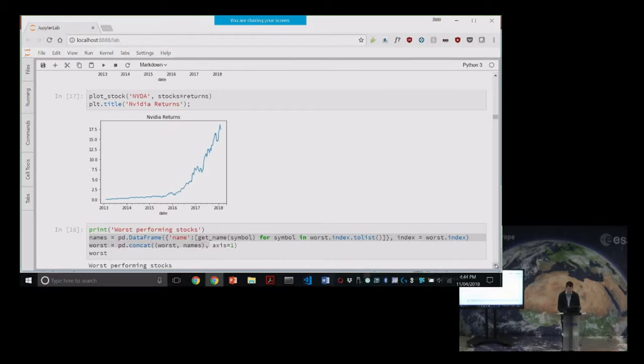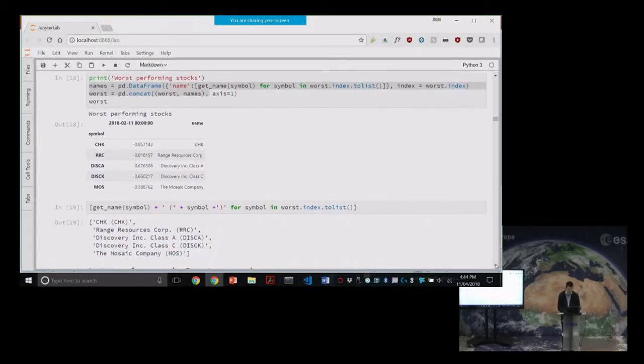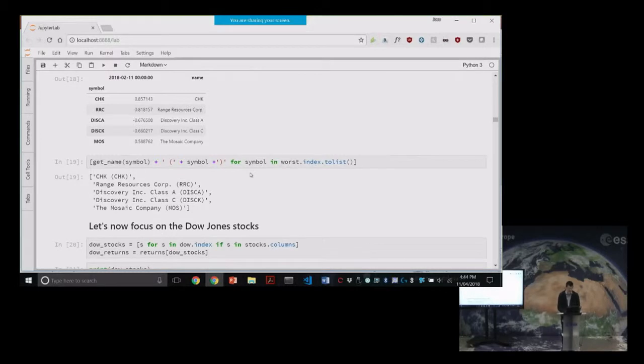So which would be the worst? The worst is, I don't know, this one, CHK. We don't have any name for that, meaning that possibly it went out of the Standard & Poor's, and that's why it's not in Wikipedia, and why we don't have the name. Minus 85%.